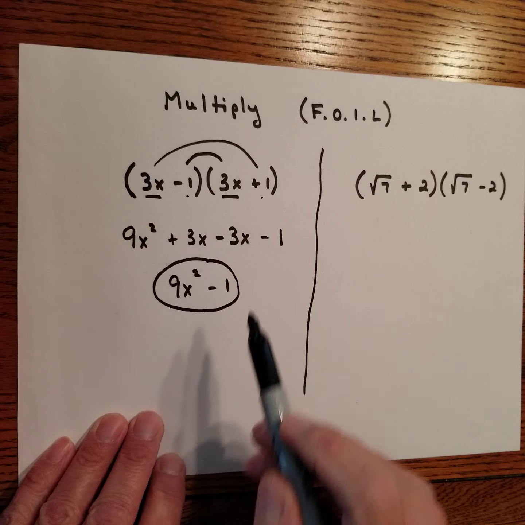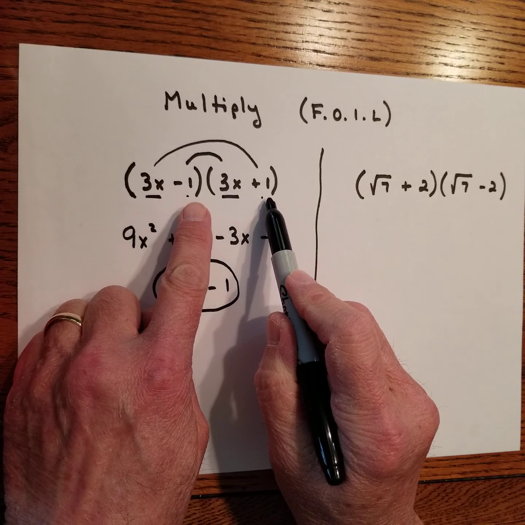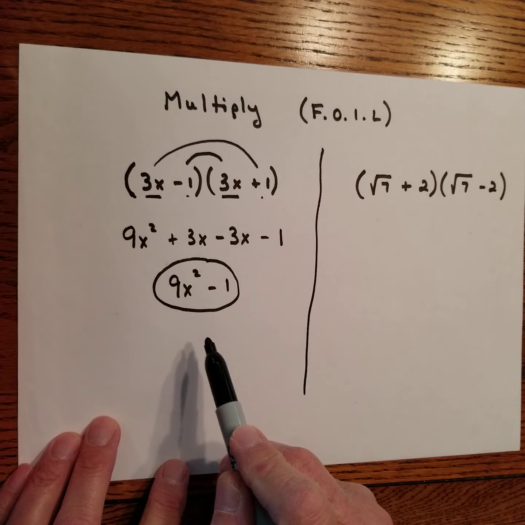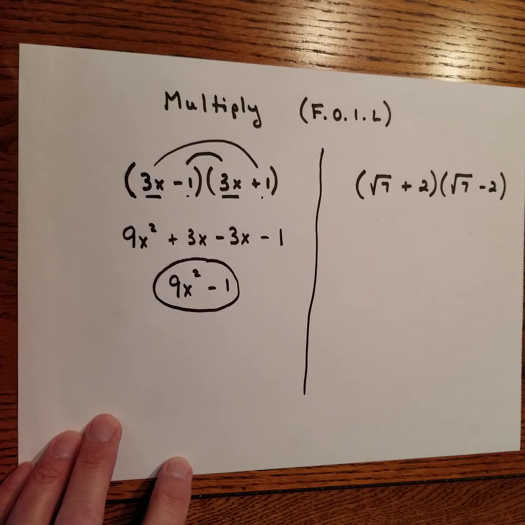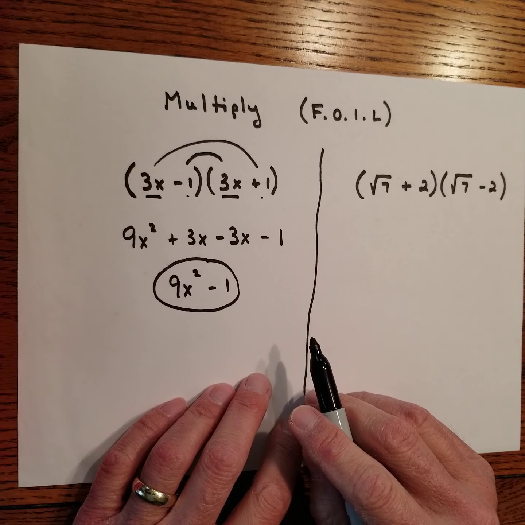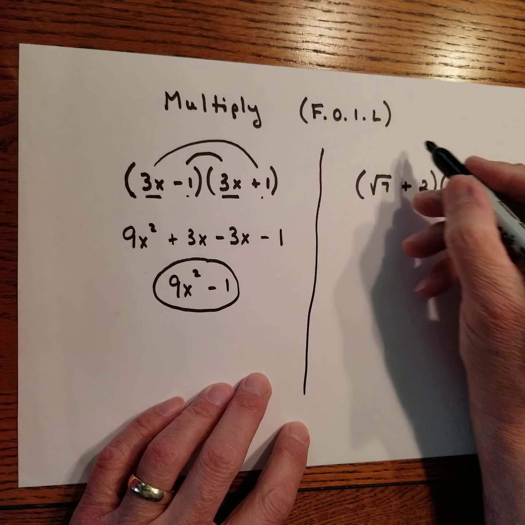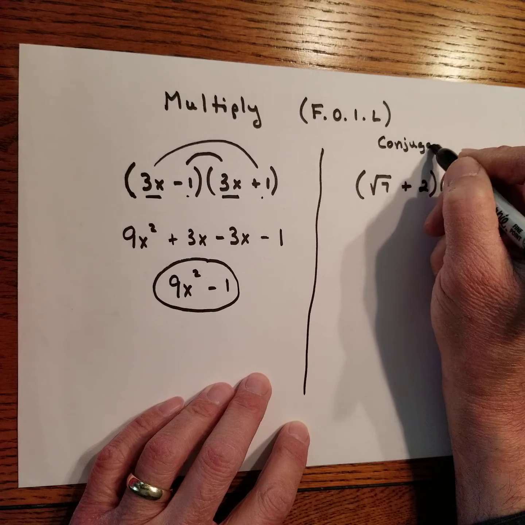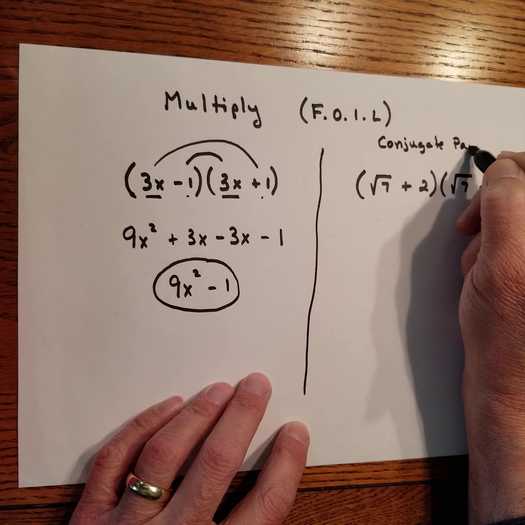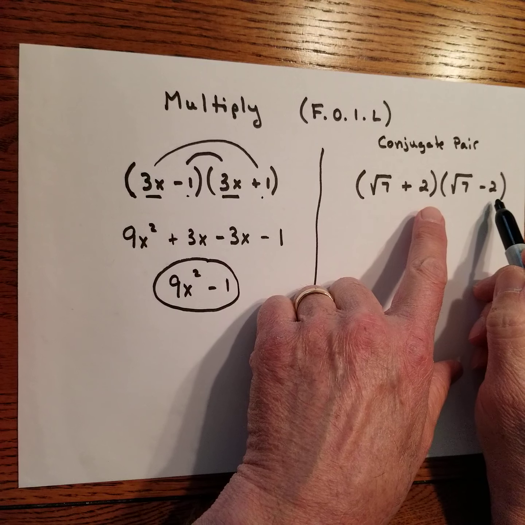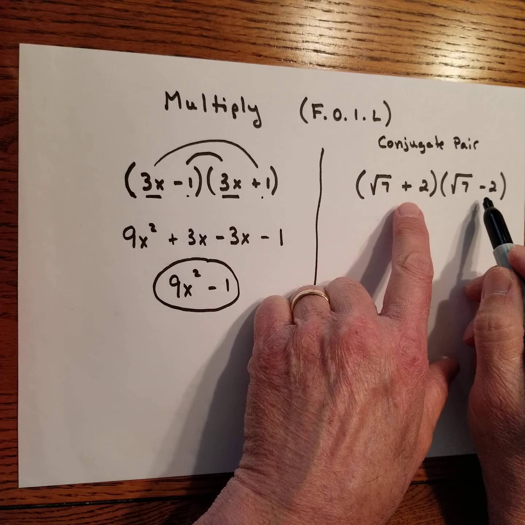That happens anytime these numbers and these numbers match with one positive, one negative. When that happens, we don't even have to show this step. We can go directly to the answer. Now this one looks complicated because of the square roots. These actually have a name. They are called a conjugate pair. Conjugate pair meaning these numbers match, but one positive, one negative.